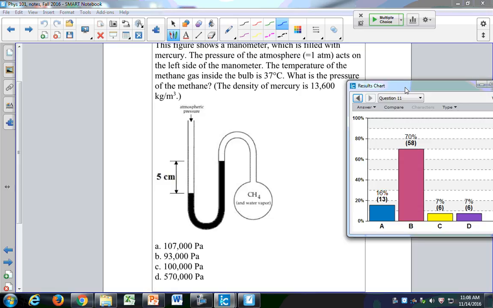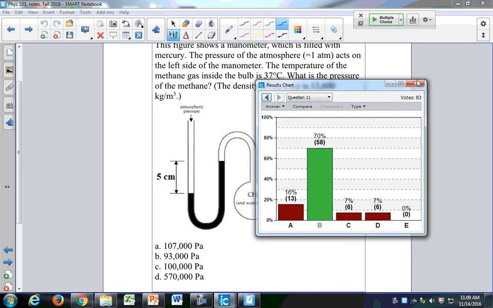So what I'm looking for in the pressure of the methane is a value that is bigger or smaller than one atmosphere? Smaller. How many are there here that are smaller than one atmosphere? One. There's only one. So we could just stop right there, and we would say the answer has to be B, because the pressure of the methane has to be smaller than the pressure of the atmosphere.